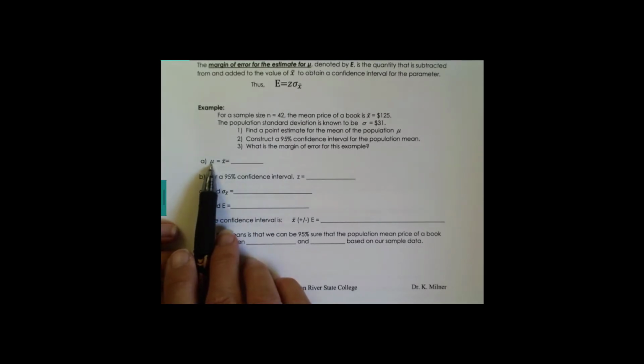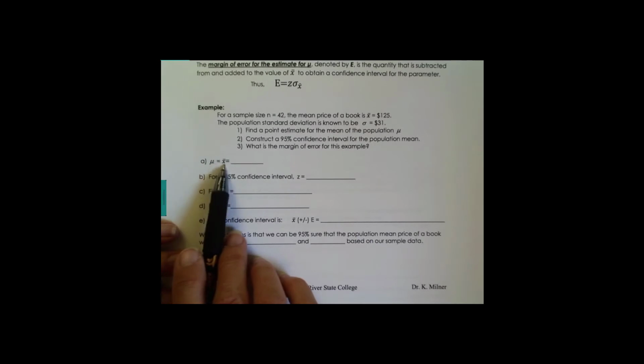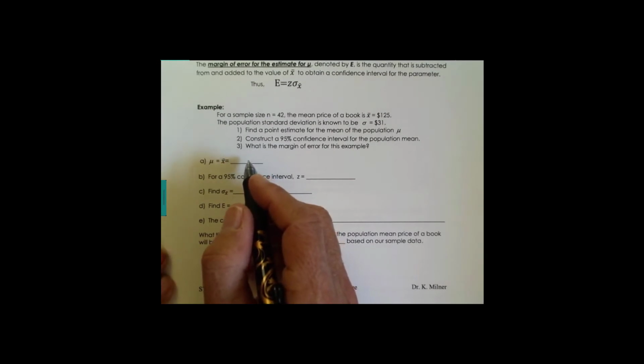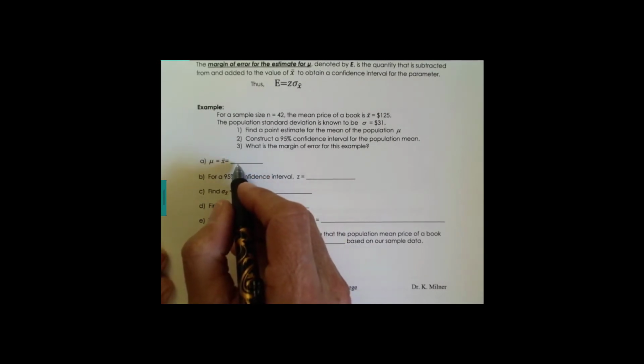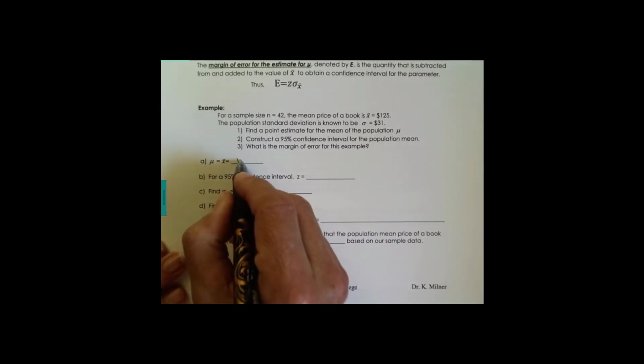First of all, let's talk about the mean. As our estimate for the population mean, we're going to use the sample mean. That's going to be our point estimate. So we will use a sample mean of 125. Now, once again, this is the point estimate. This is what we're going to be building our confidence interval around.